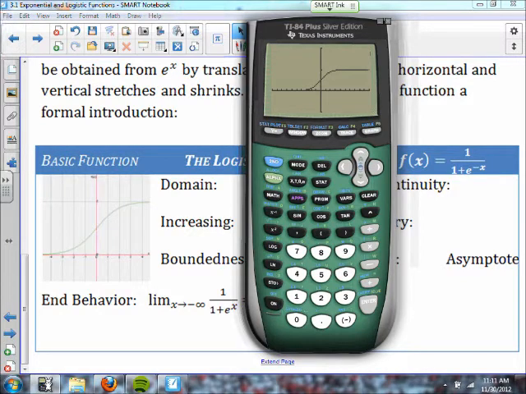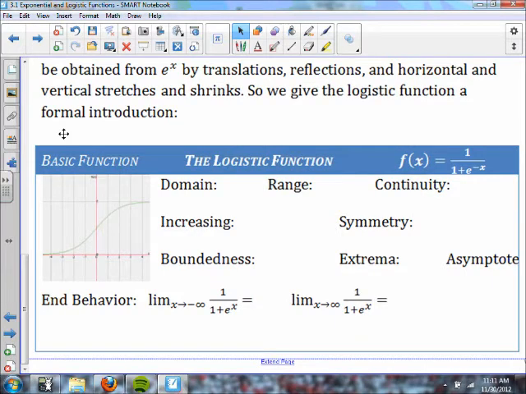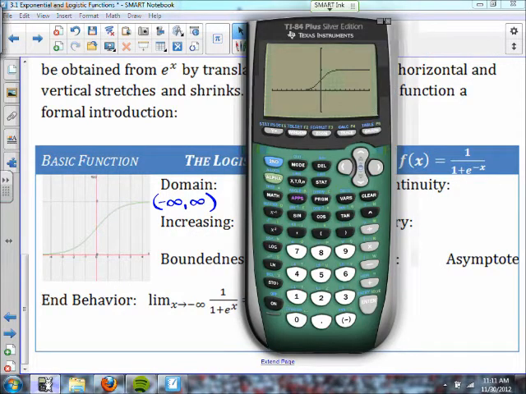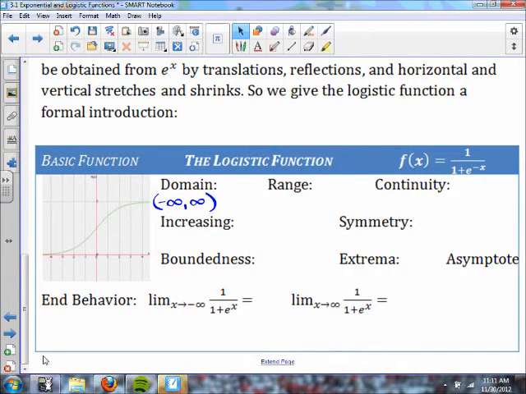Now, if you look at this here, what is the domain of this function? What does it look like the domain of this function should be? The domain is going to be negative infinity to infinity, all real numbers. Now, if we look at the graph here, what does it look like the range is going to be? It's going to be 0 to 1 is going to be our range.